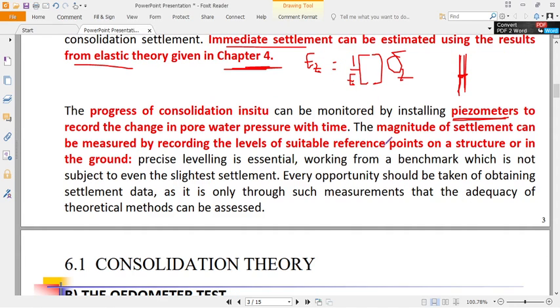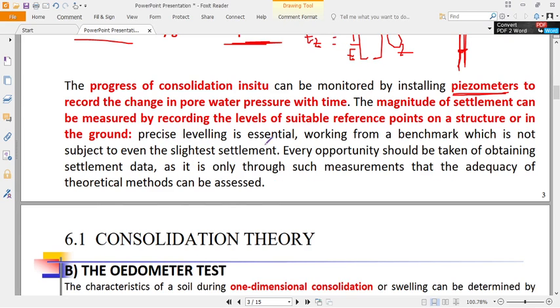The magnitude of settlement can be monitored by recording the levels of suitable reference points on a structure or in the ground. So another thing, as you are using piezometers to monitor pore water pressure, you can also put benchmarks. Is that okay? You can put benchmarks to be able to ascertain the vertical difference which has occurred as settlement was taking place. Precise leveling is essential, therefore.